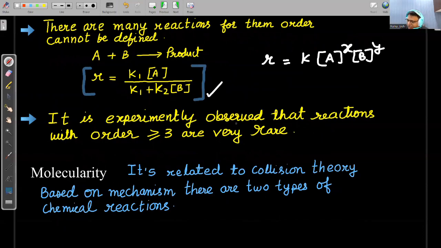It is experimentally observed that reactions with order greater than or equal to 3 are very rare, right? So this is an experimental observation that reactions with order greater than or equal to 3 are very rare.